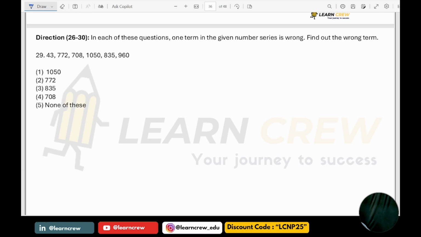Next, 43, 772. So 43 plus 9 cube is 772. So 772 minus 8 square is 708.